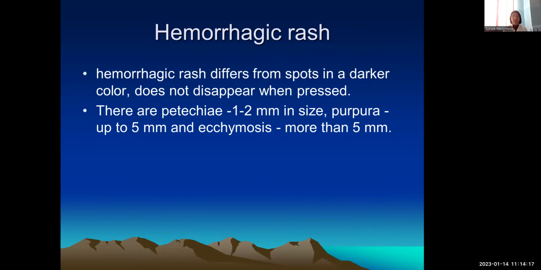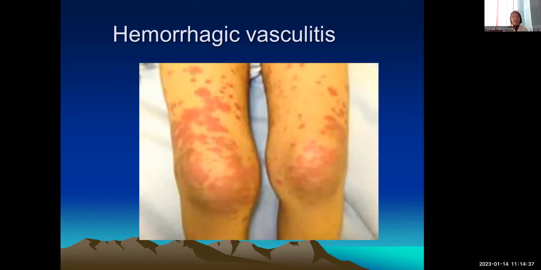Hemorrhagic rash. Hemorrhagic rash differs from spots in a darker color and does not disappear when pressed. Petechiae, 1 to 2 millimeters in size, purpura, up to 5 millimeters, and ecchymosis, more than 5 millimeters. Very typical for hemorrhagic vasculitis.